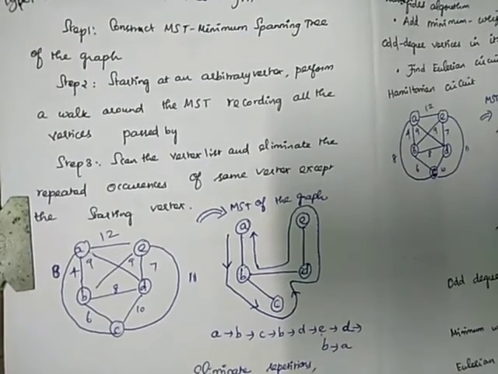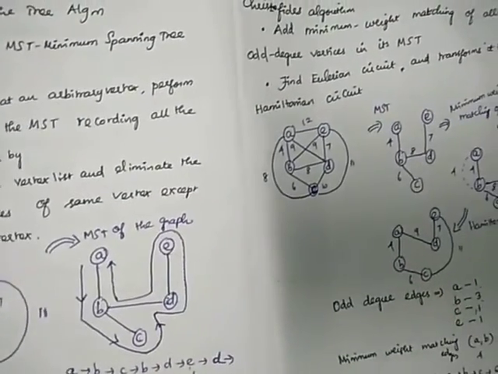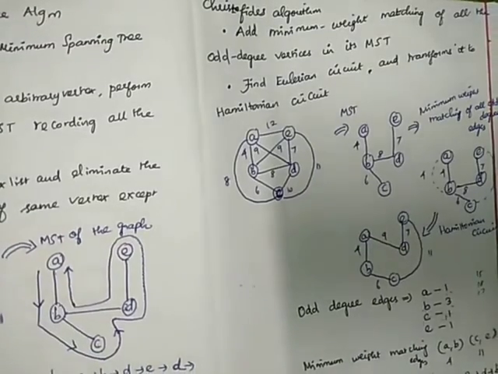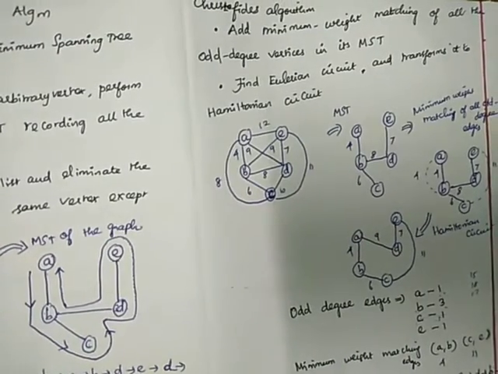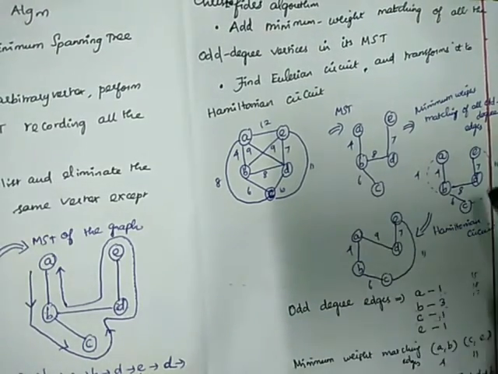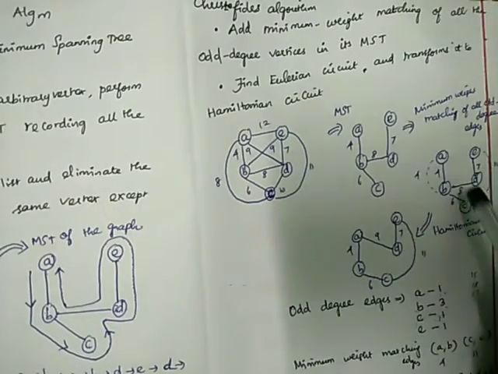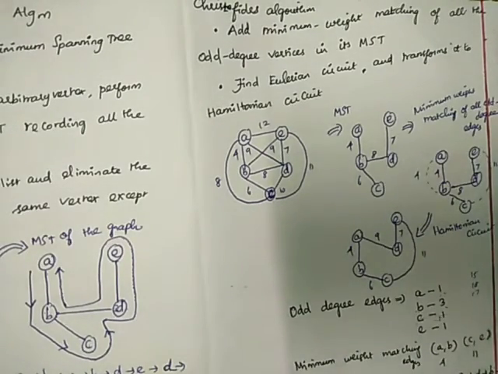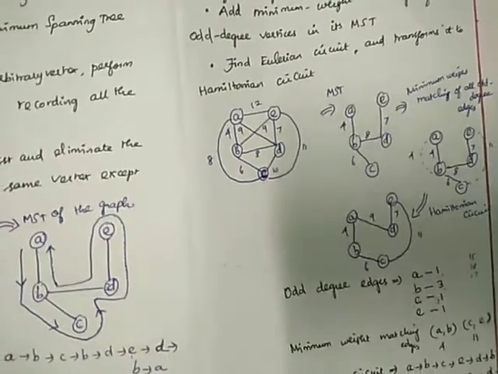The second category of MST based algorithm is Christofides algorithm. In Christofides algorithm also we have to construct the minimum spanning tree, from which we can construct the Eulerian circuit. Then I will explain the procedure for constructing the Eulerian circuit.